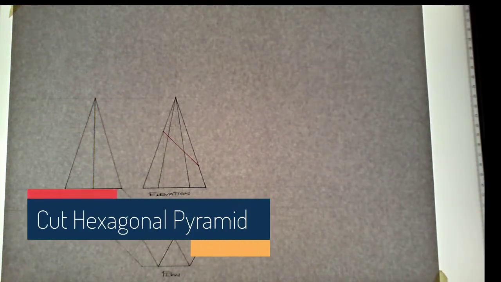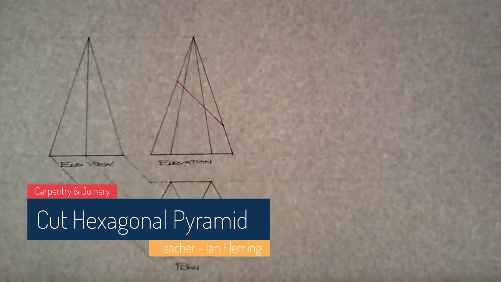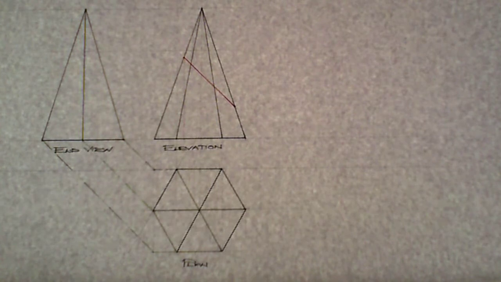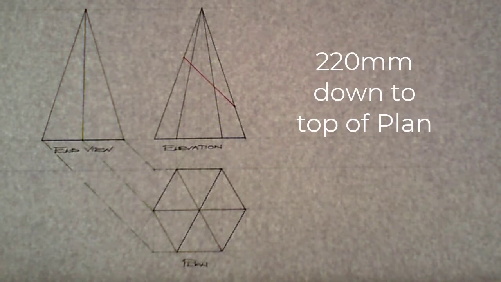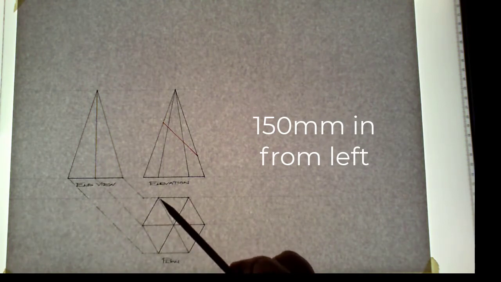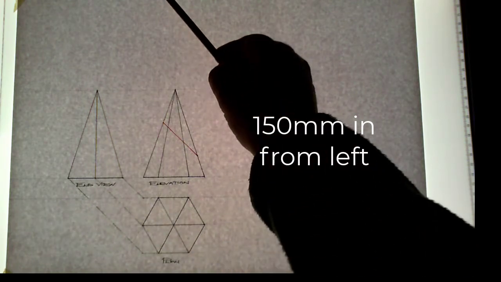Okay, so in this video we're going to move on from a hexagonal prism and the development of the cut surface and sides of a hexagonal prism to a hexagonal pyramid. So again, the same position applies. From the top of the sheet, 220 millimeters down and in 150 from the left hand side to this point here on plan. Okay, I then proceeded to draw in the plan.